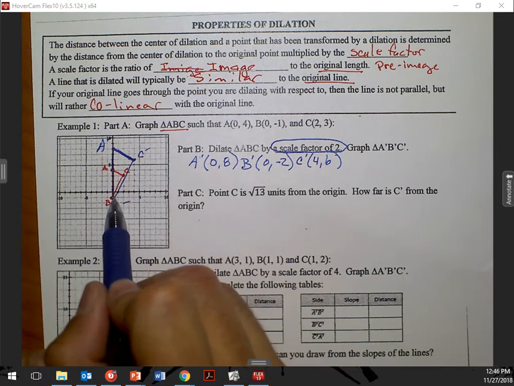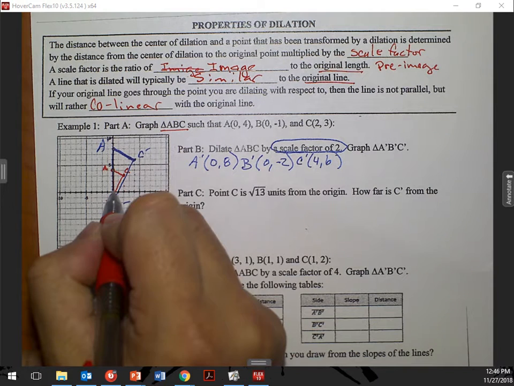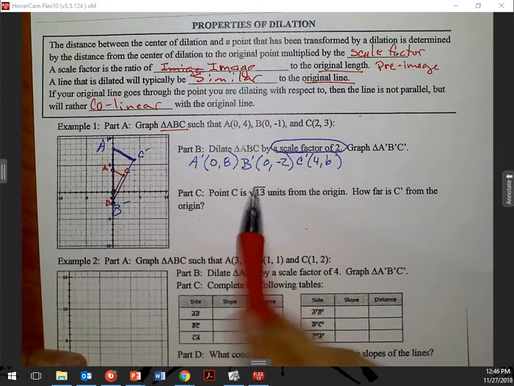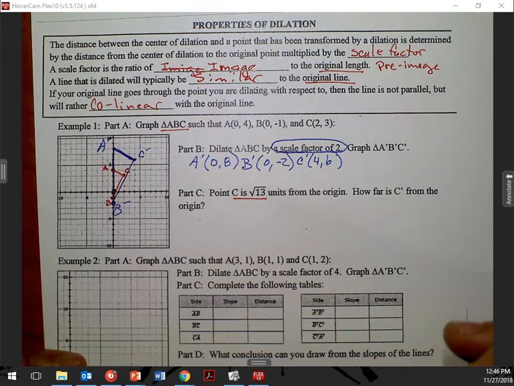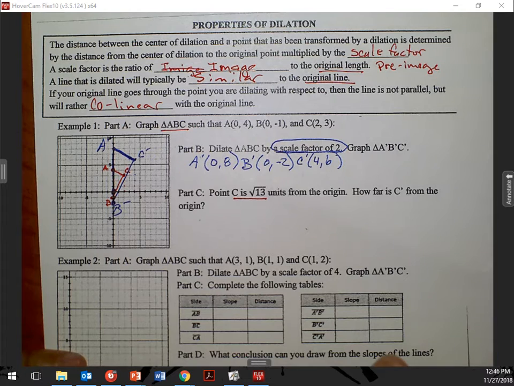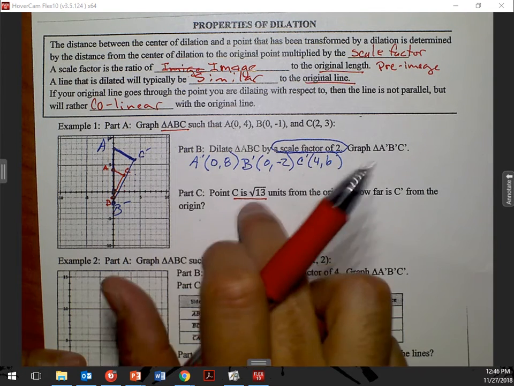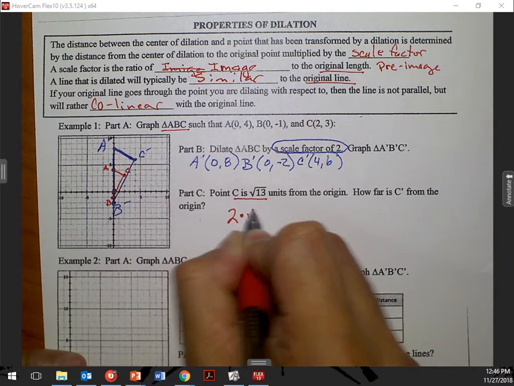Okay, so it says C, so that's just regular C, right? And the origin is right here. So C is square root of 13 units from the origin. How far should C prime be from the origin? 13 what? What would I do here? What did I do with my x and y values here? Multiply by 2. So now C prime would be 2 times square root of 13.